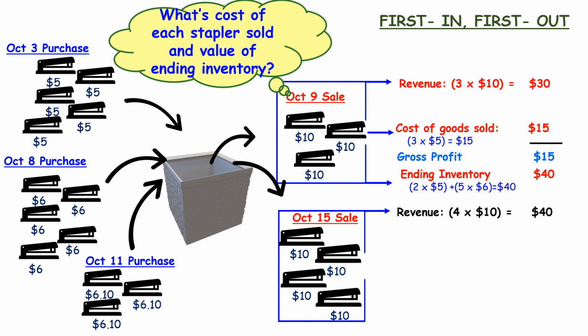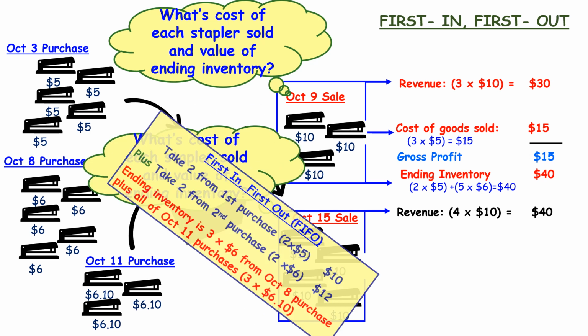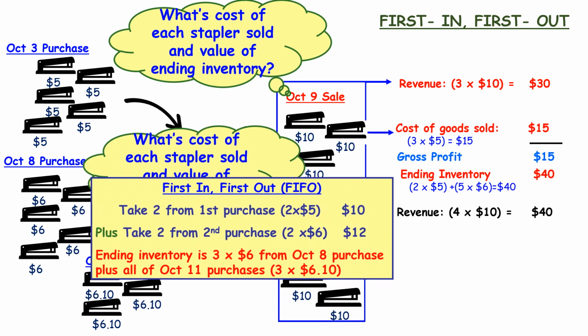So when I pick up those 4 from the box, according to first in, first out, the ones that I purchase first will be considered to be sold first. So my first purchase was October 3rd. Now from those, I sold 3, so I still have 2 there. So I'm going to take 2 from the first purchase, that's 2 at $5, total 10.